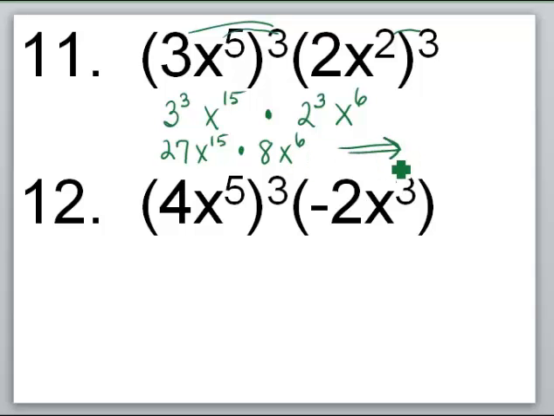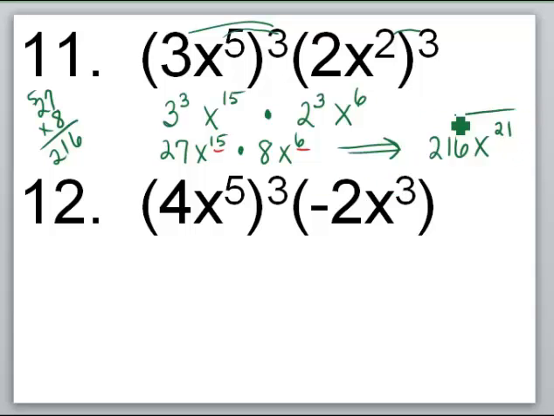To finish this problem, we'd multiply the 27 times 8, just like we always have. We'd get 216. x, keep your base, and now we need to add our exponents together, because when we don't have power to a power, we are actually adding those together, because this would be like having 15 x's written in a row and 6 x's written in a row, and so now we have 21 x's all together.